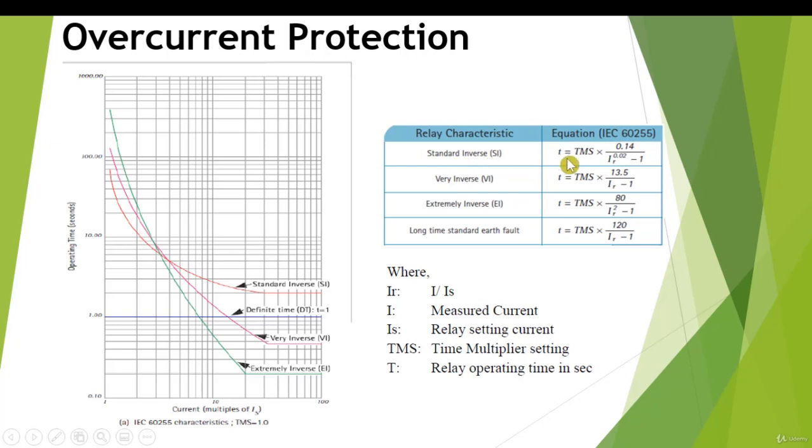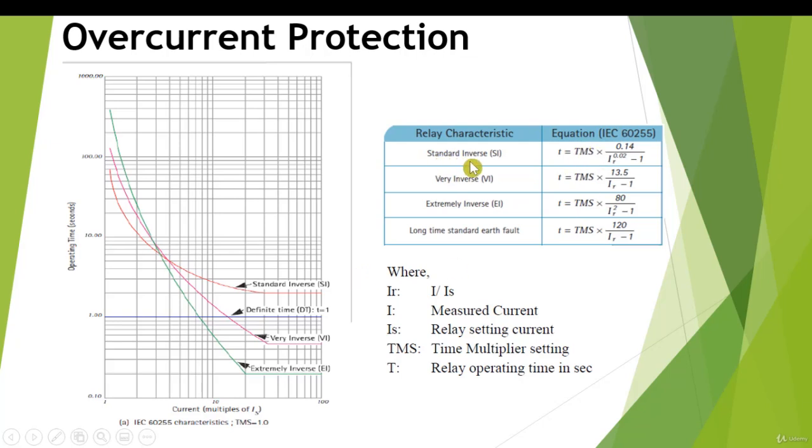If we consider the equation for standard inverse, the operating time t is equal to TMS into 0.14 divided by IR raised to 0.02 minus 1. Here IR is equal to fault current divided by pickup current, TMS is time multiplier setting, and small t is relay operating time in seconds. You have to understand that all the characteristics are plotted at different values of TMS.